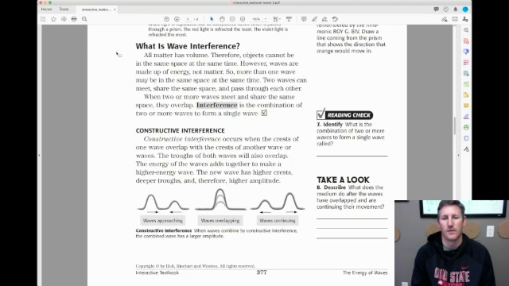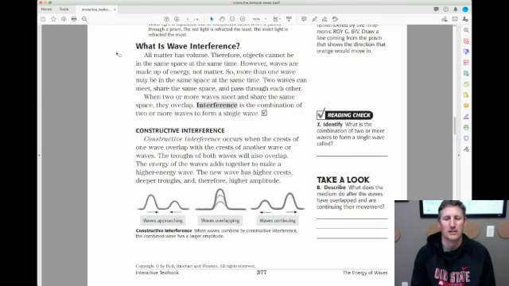Constructive interference occurs when the crest of one wave overlaps with the crest of another wave or waves. The troughs of both waves will still overlap. The energy of the waves adds together to make a higher energy wave. The new wave has higher crests, deeper troughs, and therefore a higher amplitude. So it's getting louder or bigger.